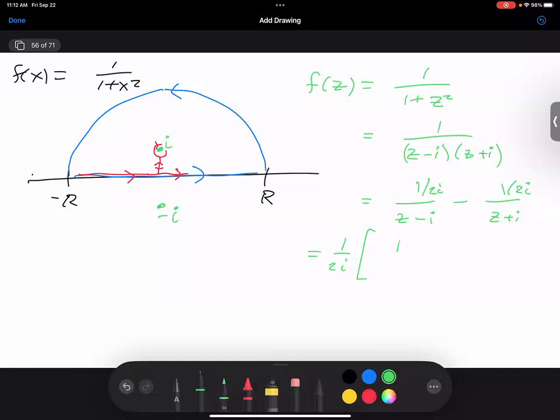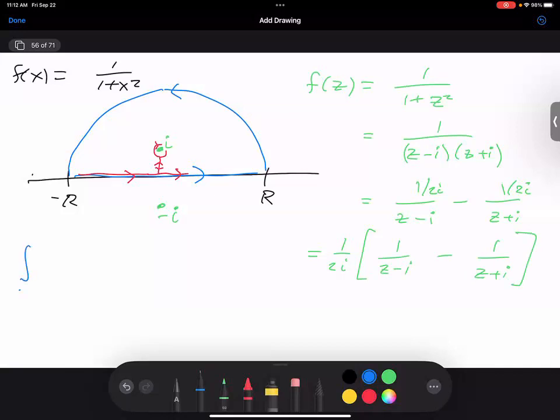We'll figure this out later. But we'll have two pieces here. We'll have 1 over z minus i and 1 over z plus i. And again, I want to show multiple ways of doing this problem.